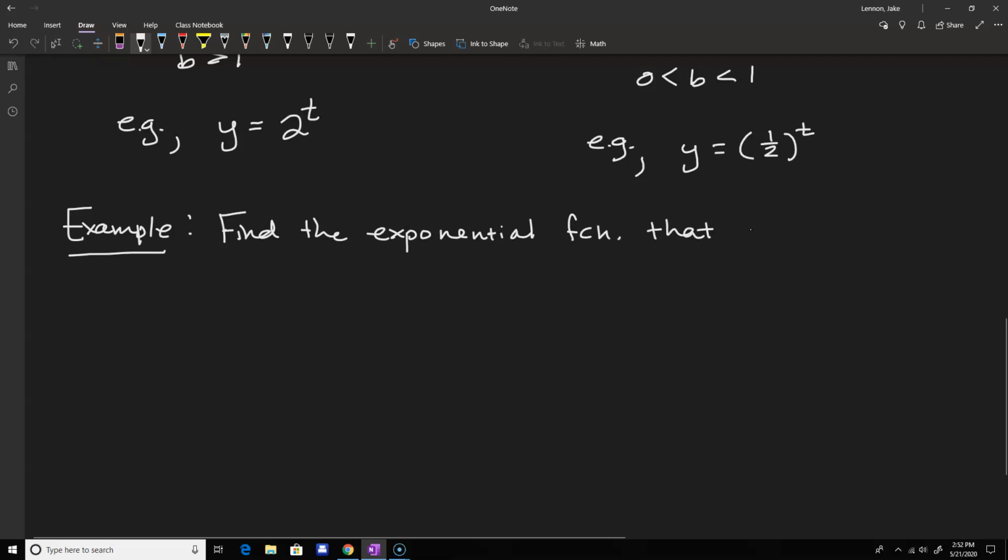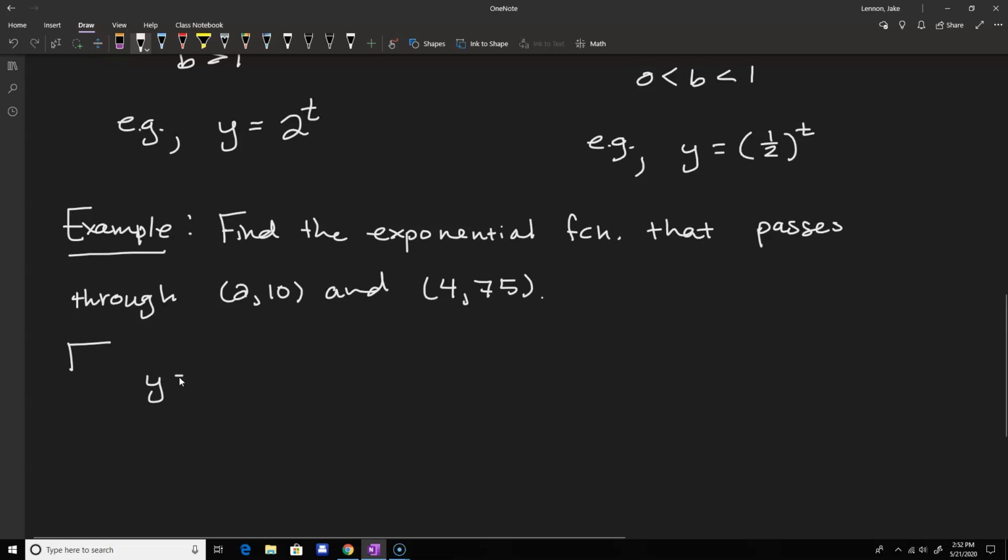That passes through (2, 10) and (4, 75). So let's say, what is the equation? Let's remind ourselves, what is the form of the exponential function?